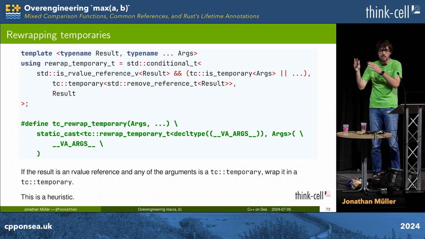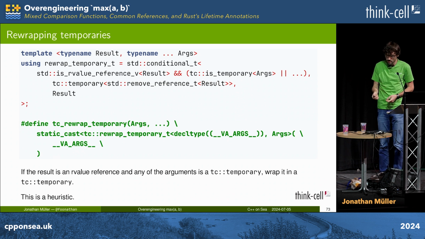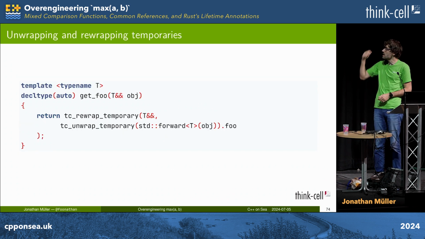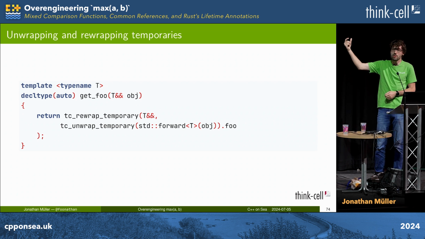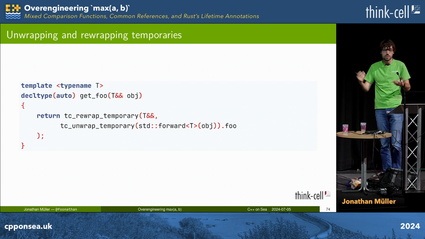Like we can't look into the expression directly because it's a projection that isn't aware of the temporary handling, right? Member access doesn't know what TC temporary is, so we have to implement the logic ourselves. But with that, we need to write projections like so. So getFoo first unwraps to do the member access and then rewraps. And we say that if the original thing was a temporary, the result also needs to be a temporary in order to preserve the lifetime information in order to make it all work.